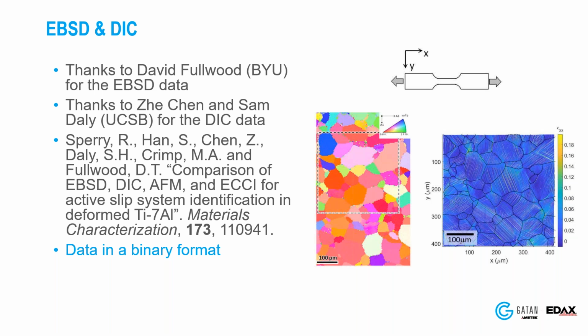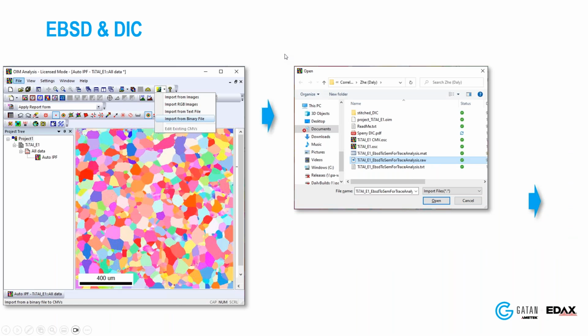Now, this data was in a binary format, and so I want to show you how we were able to import that. You'll notice on the right, the image there, and you can see how that DIC image correlates with the EBSD data. So this time we're going to import from a binary file. That's the option we're going to use there. In this case, it was a MATLAB file that we converted to a raw file, basically a binary bit dump of the data.